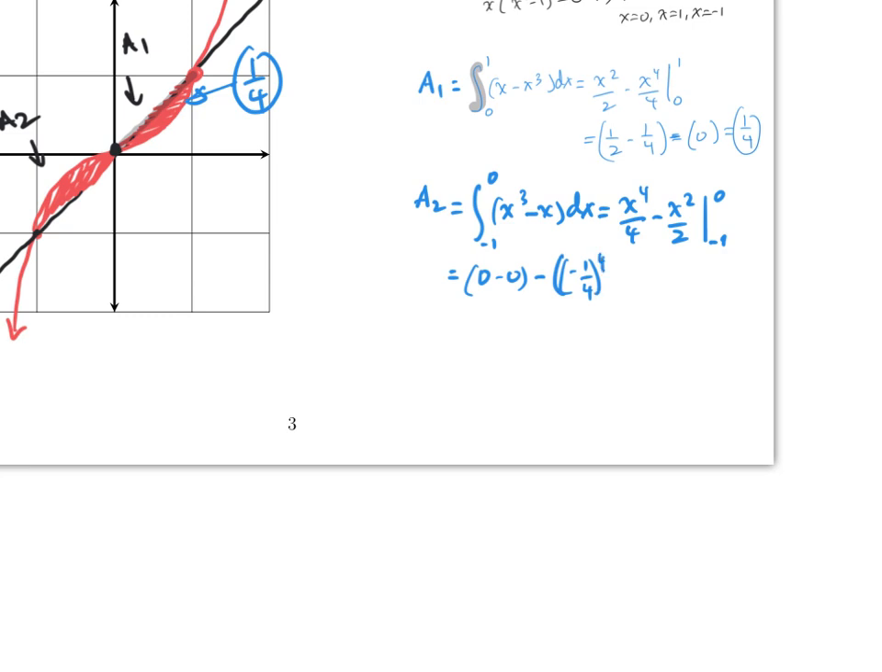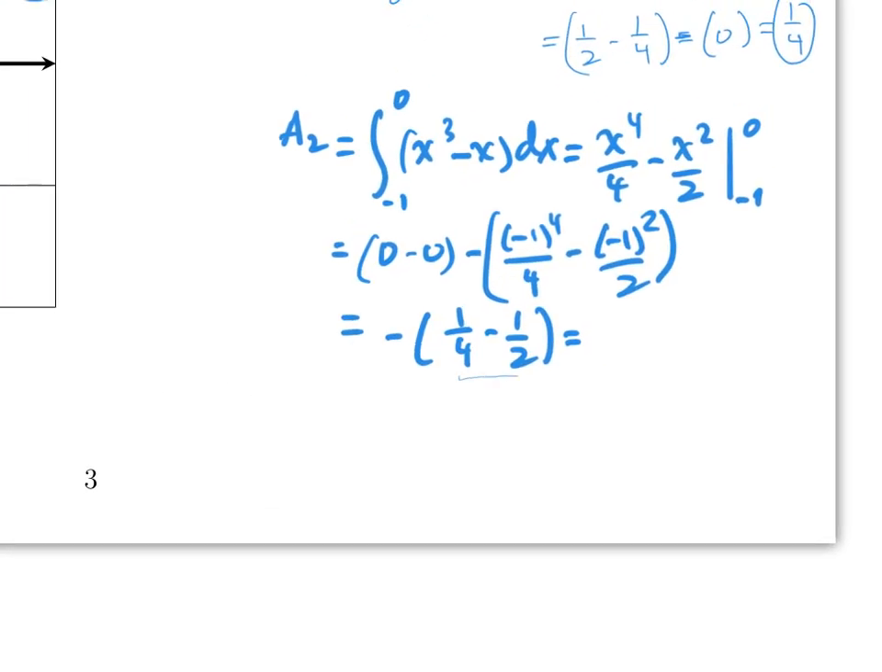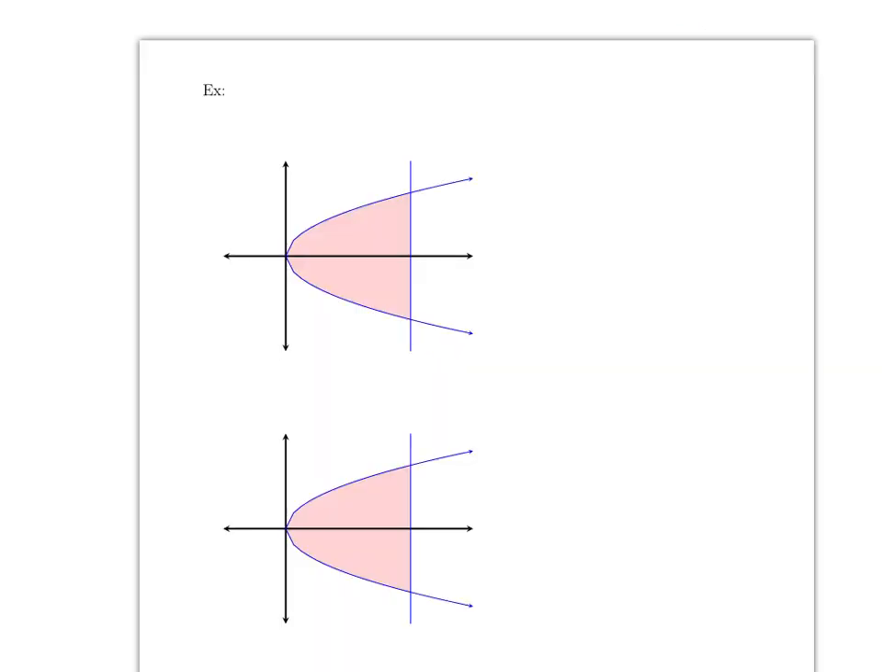Actually, let me see this. No, like this. If you plug in -1, it should be (-1) to the 4 over 4, and then minus (-1) squared over 2. Notice that this will give you minus, and then this is going to be 1/4 minus 1/2. So here you have this part is minus 1/4, so it will be minus 1/4, which is also 1/4. All right, so now let's do another example.